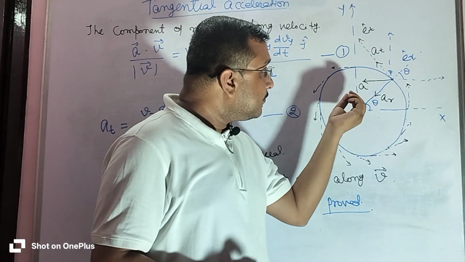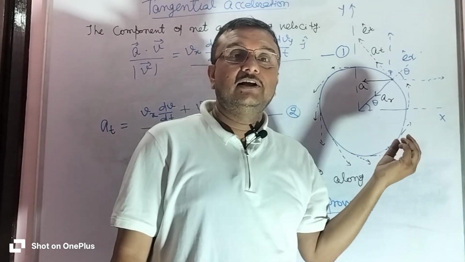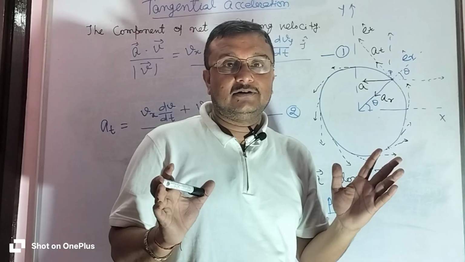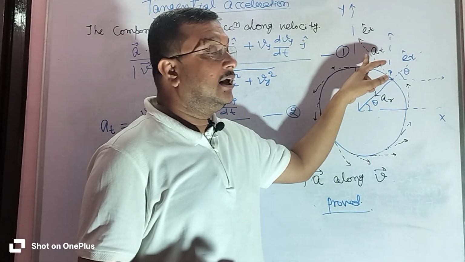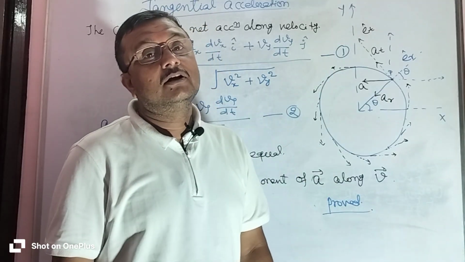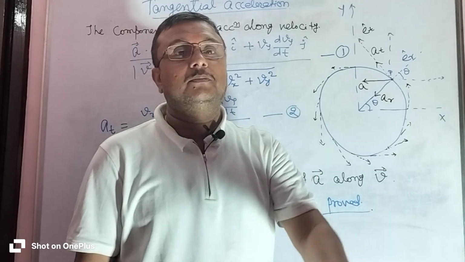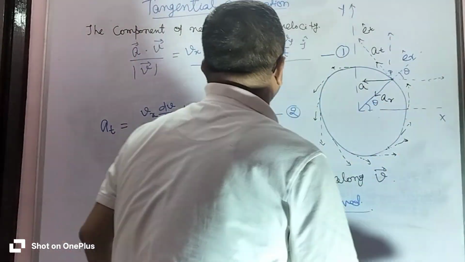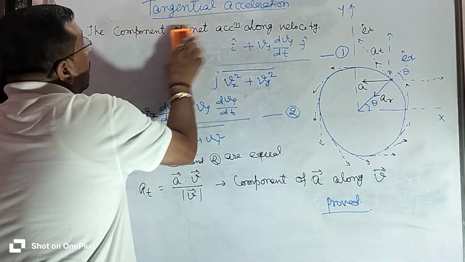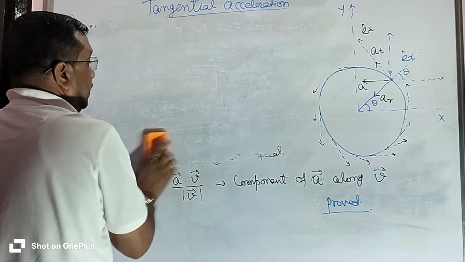One is along the radius, which is the centripetal acceleration. And one is the tangential acceleration, which is due to the change in the speed of the particle, the magnitude of velocity of the particle. So what we can conclude from here, the acceleration has two components.